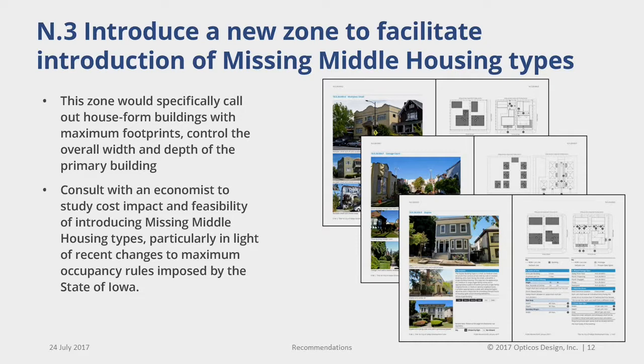The one thing that we note here is that if the city moves forward with studying this further, it's important to bring an economist in. It's important to understand what is the cost to acquire land, or if you already own the land, what is the cost per square foot to do new construction, right? So understanding how feasible each of those missing middle types is a really important thing to understand what likely could happen.